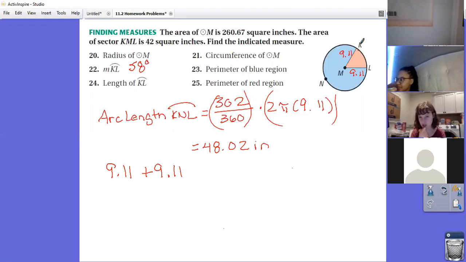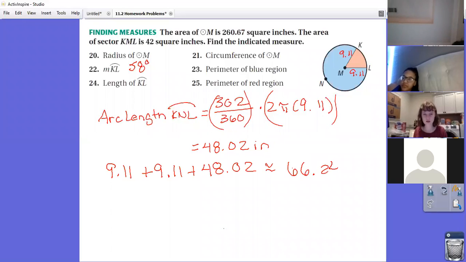So almost like the entire Pac-Man. If you were to run around and hit all those spots, plus the arc length of the blue section, you get approximately 66.24 inches.